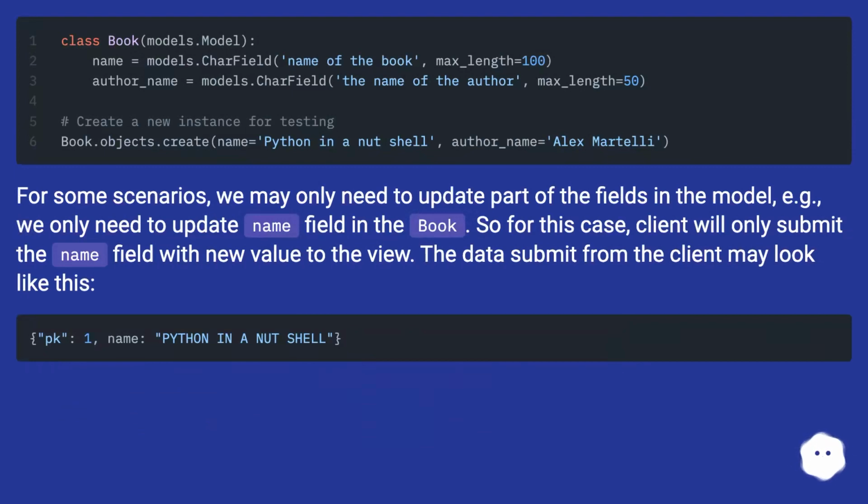For some scenarios, we may only need to update part of the fields in the model. For example, we only need to update the name field in the book. So in this case, the client will only submit the name field with the new value to the view. The data submitted from the client may look like this.